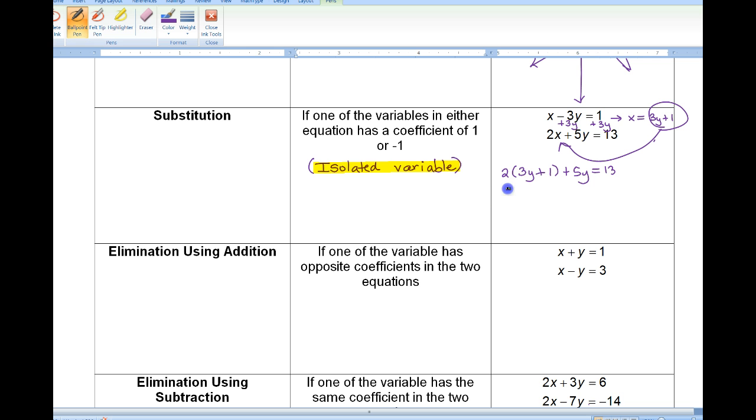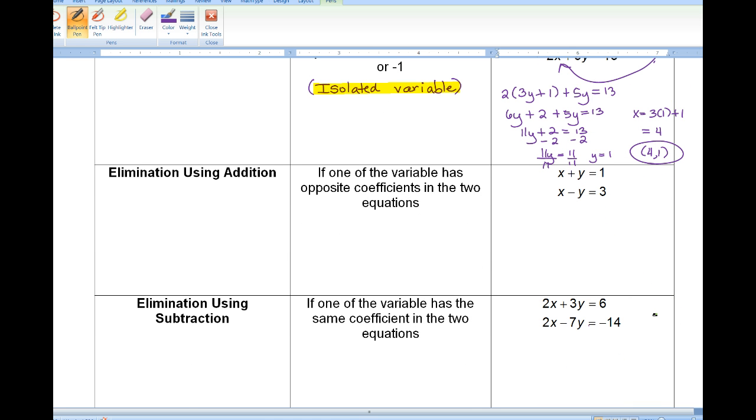Now go ahead and solve it. We get 6y plus 2 plus 5y equals 13. So we have 11y plus 2 equals 13. Subtract 2, we get 11y equals 11. So y equals 1. Now we could go back to the beginning, to x equals 3 times y plus 1. So we get 4, so our point is 4 comma 1.